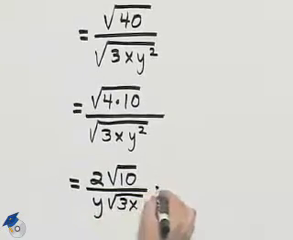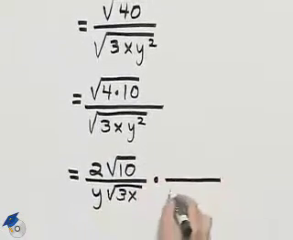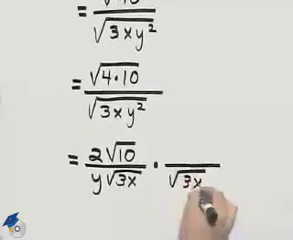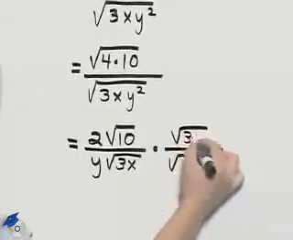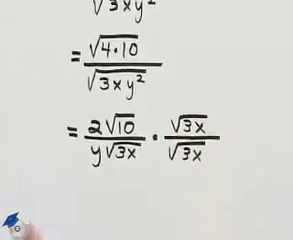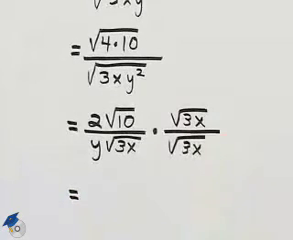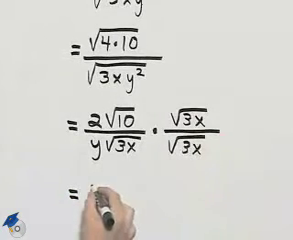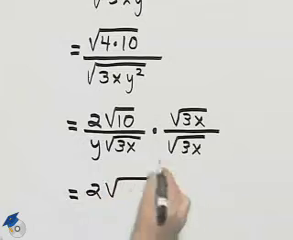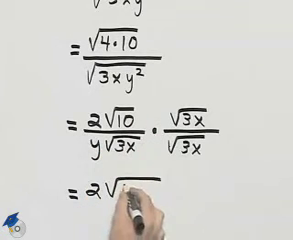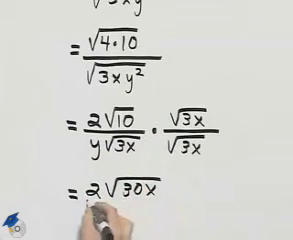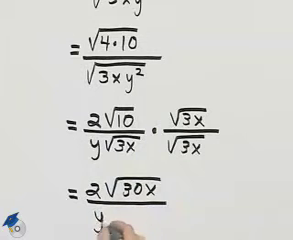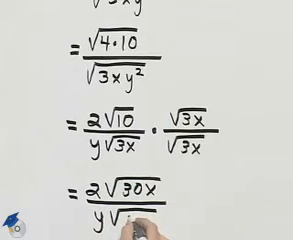Now you note that we have a square root in the denominator, which we do not want, so we will multiply by a form of 1, which is the square root of 3x over the square root of 3x. Now we multiply, and we will get 2 times the square root of 10 times 3x, which is 30x, all over y times the square root of 9x squared.